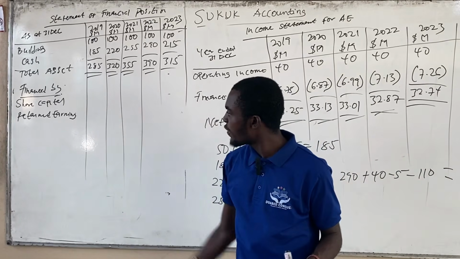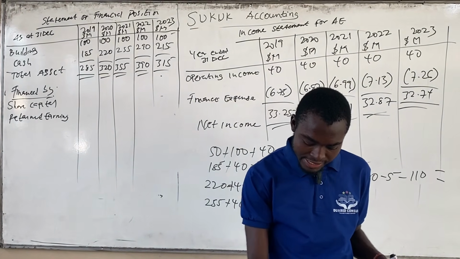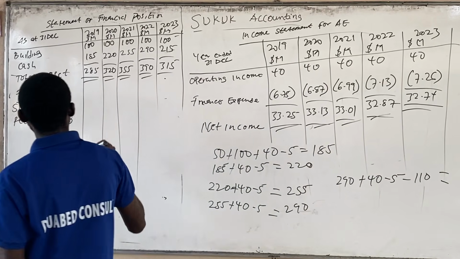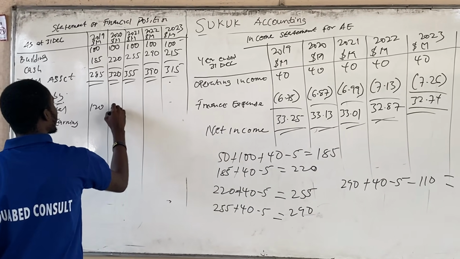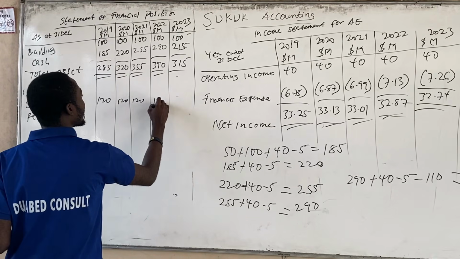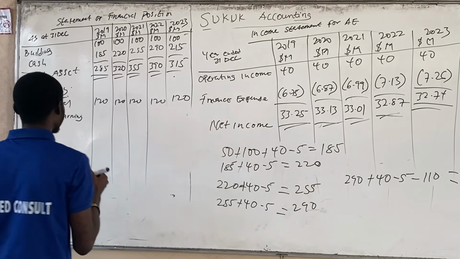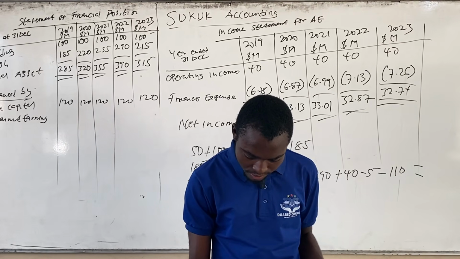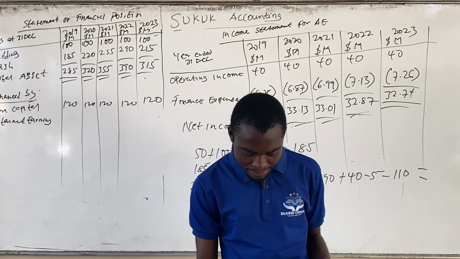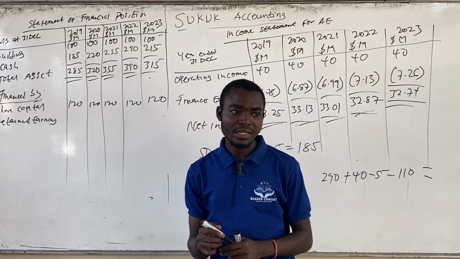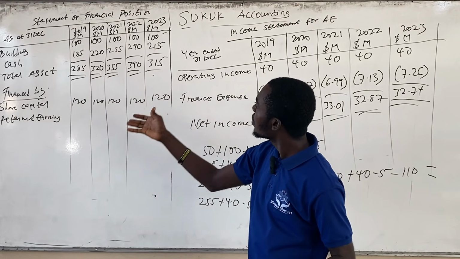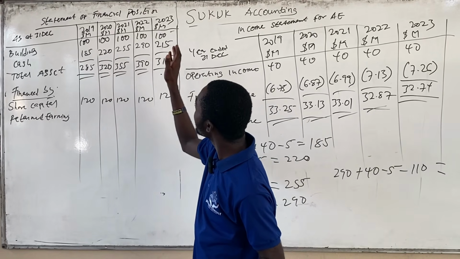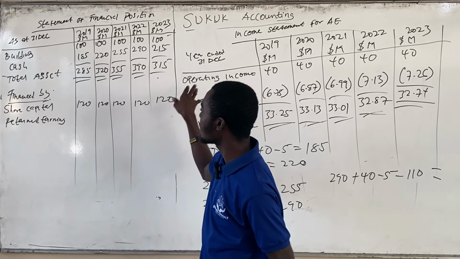So we proceed with the finance aspect. The share capital has been given to us in the question as 120. Over here we have 120, 120, 120, and then 120. So in the question, the share capital has been given to us as 120. For the previous years, we will be calling the share capital 120.